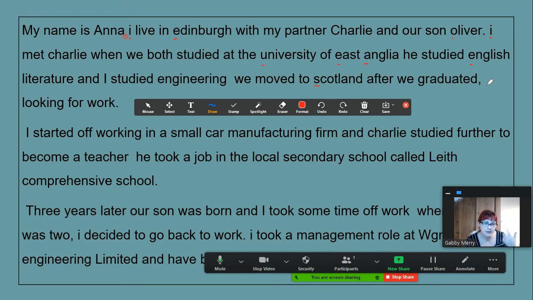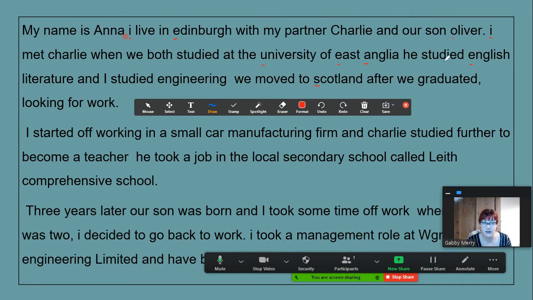So it might help to hear it out loud. Think where you get to the end of a piece of information. Where is it complete? Where have you got across your complete piece of information or idea? So for instance, I met Charlie when we both studied at the University of East Anglia.